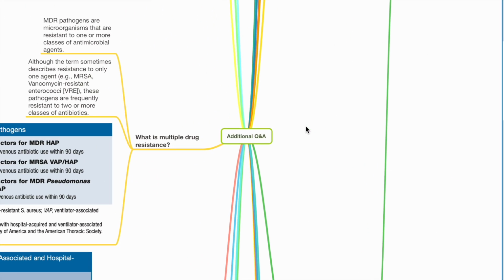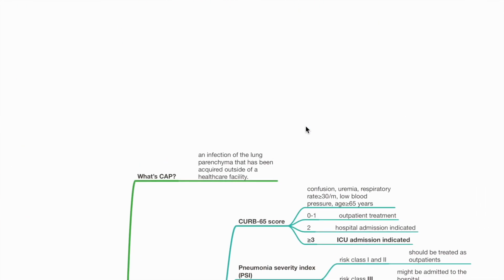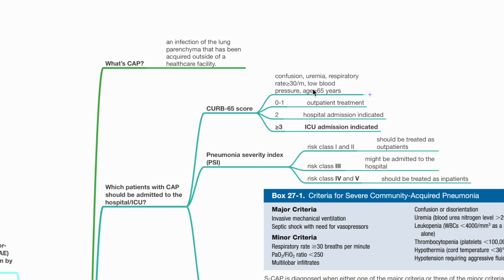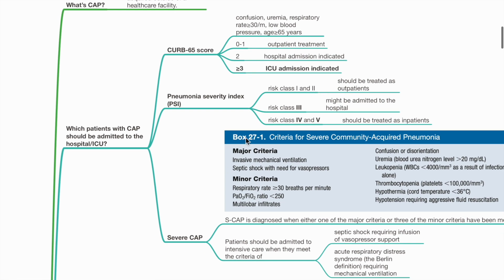Additional Q&A. What is CAP? Community-acquired pneumonia is an infection of the lung parenchyma that has been acquired outside of a healthcare facility. Which patients with CAP should be admitted to the ICU or hospital? Those with a SAQ67 score of 2 should be admitted to the hospital, and those with 3 or more should be admitted to the ICU.